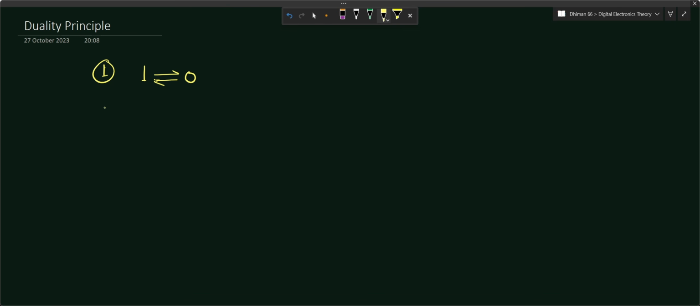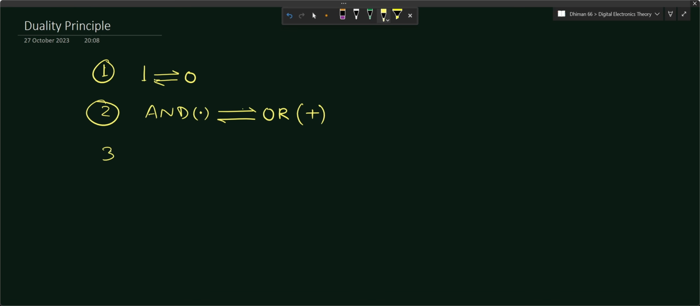Next, the second step. First of all, let me write down the steps. Second step: AND logic, which we represent with a dot, will be replaced with OR logic. So here let me write down OR. This is an operator, so the operator we can change. OR is represented with a plus symbol. So this is the second point.